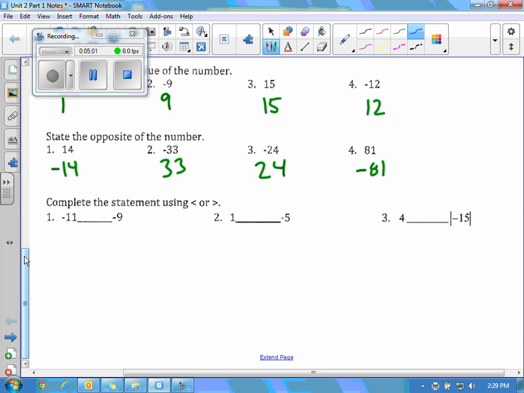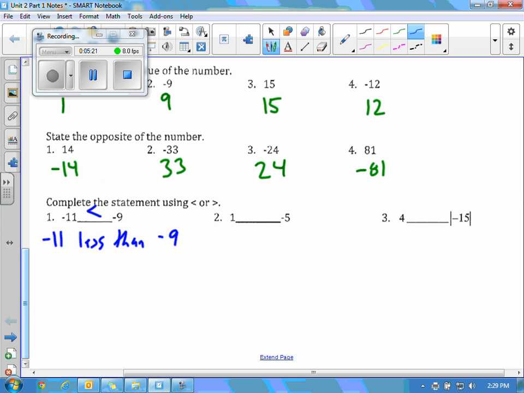So for the first one, we have negative 11 and negative 9. Now, even though 11 is bigger than 9, we're working with two negatives. So negative 9 is going to be greater. So I'm going to keep negative 9. So I would read this, negative 11 is less than negative 9.